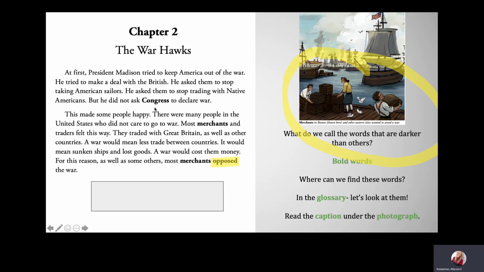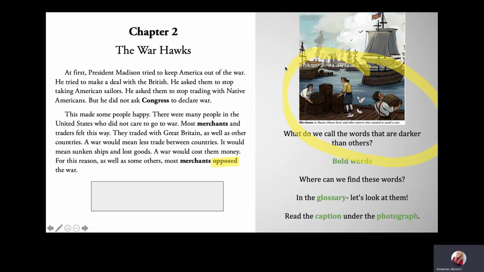Well, guys, this made some people happy. There were many people in the United States who did not care to go to war. Most merchants and traders felt this way. They traded with Great Britain as well as other countries. A war would mean less trade between countries. It would mean sunken ships and lost goods. A war would cost them money. For this reason, as well as some others, most merchants opposed the war.